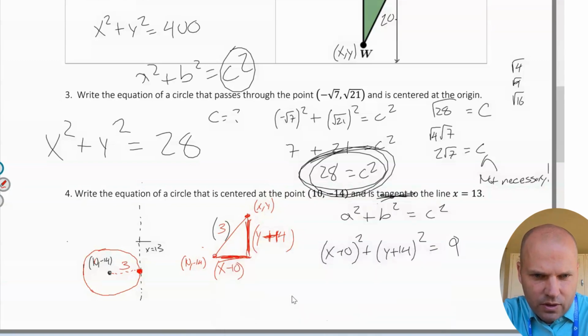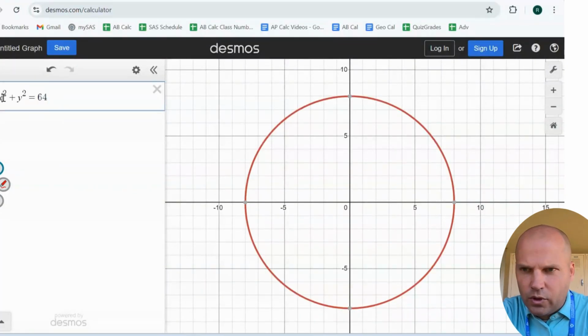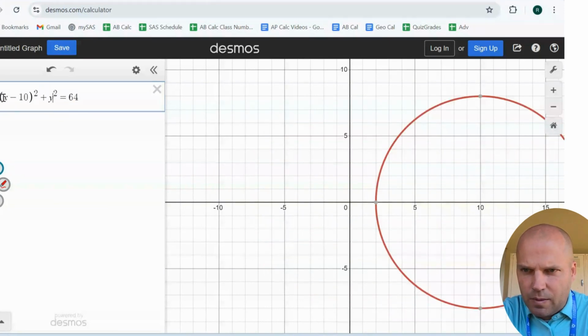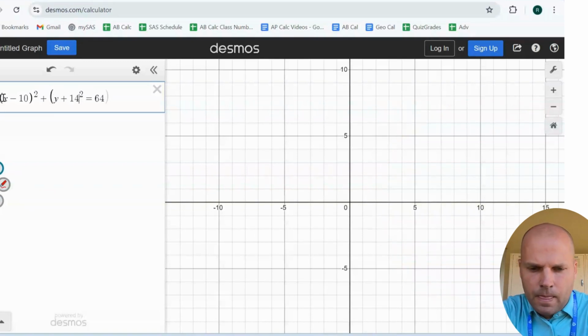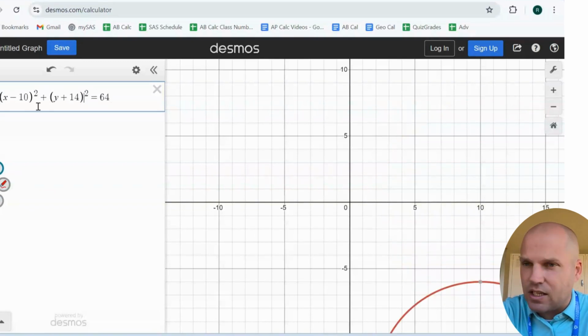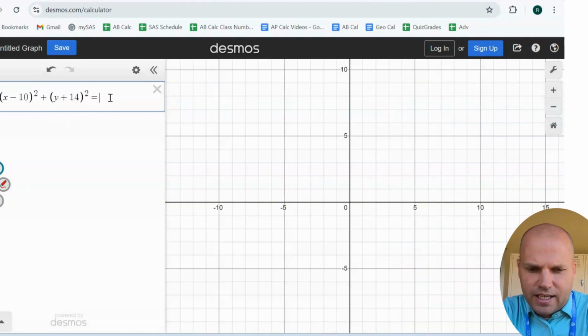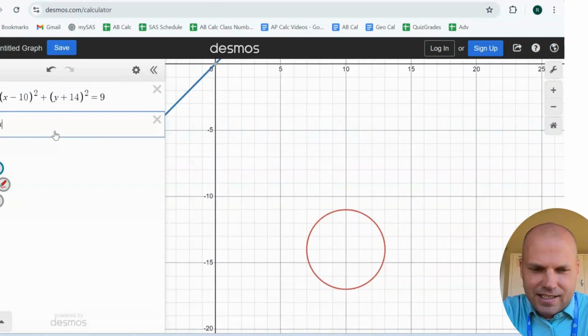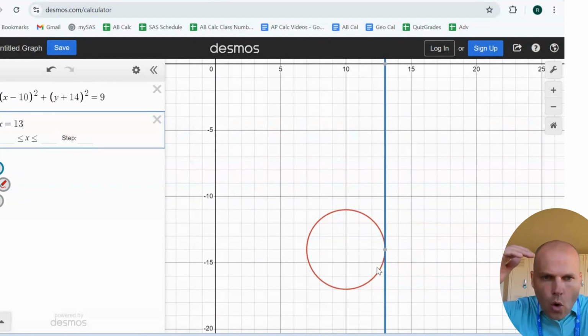Let me show you. Going to type in x minus 10. Going to type in y plus 14. What is that? Just an x distance and a y distance, squared. I said my radius was 3. I said the line x equals 13 is tangent. Ba-bam. Isn't it beautiful to see? It's beautiful to see. So it's all the Pythagorean theorem, guys. And instead of having specific points, we're just saying the collection of all x's and y's.